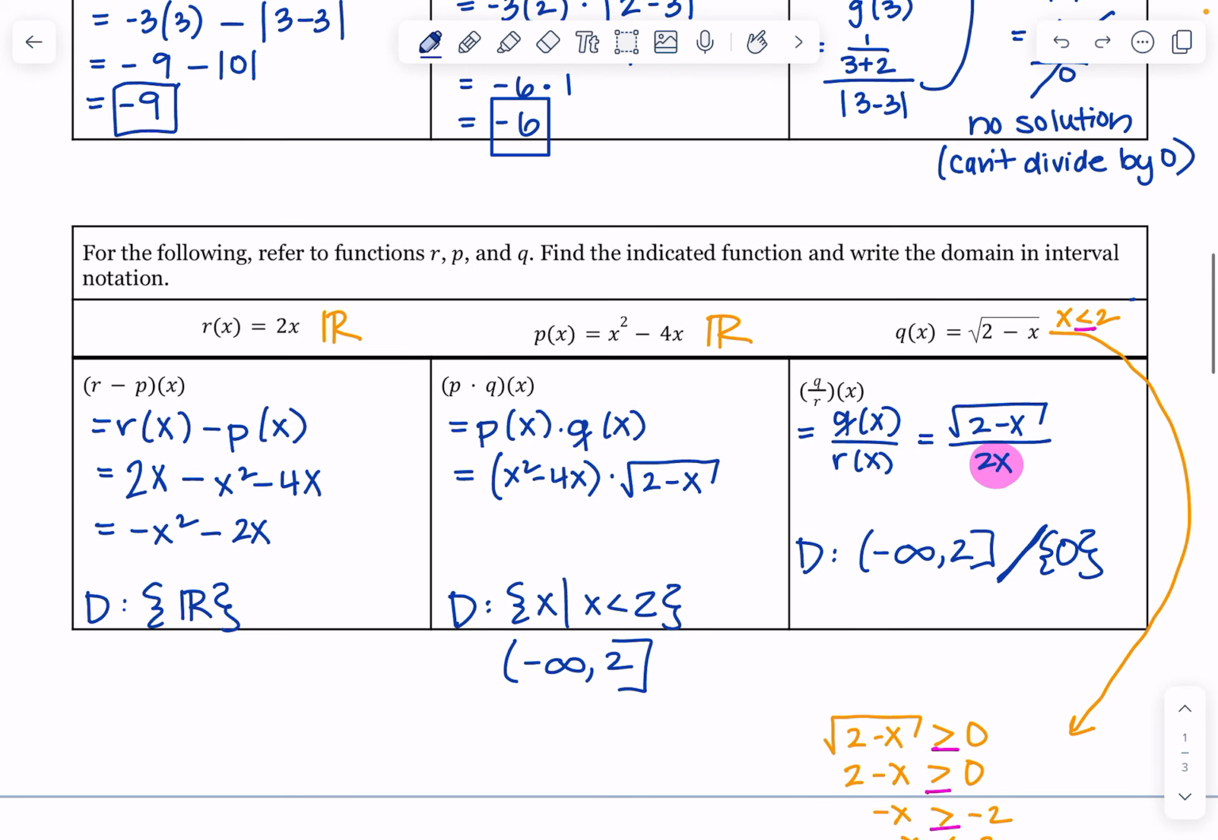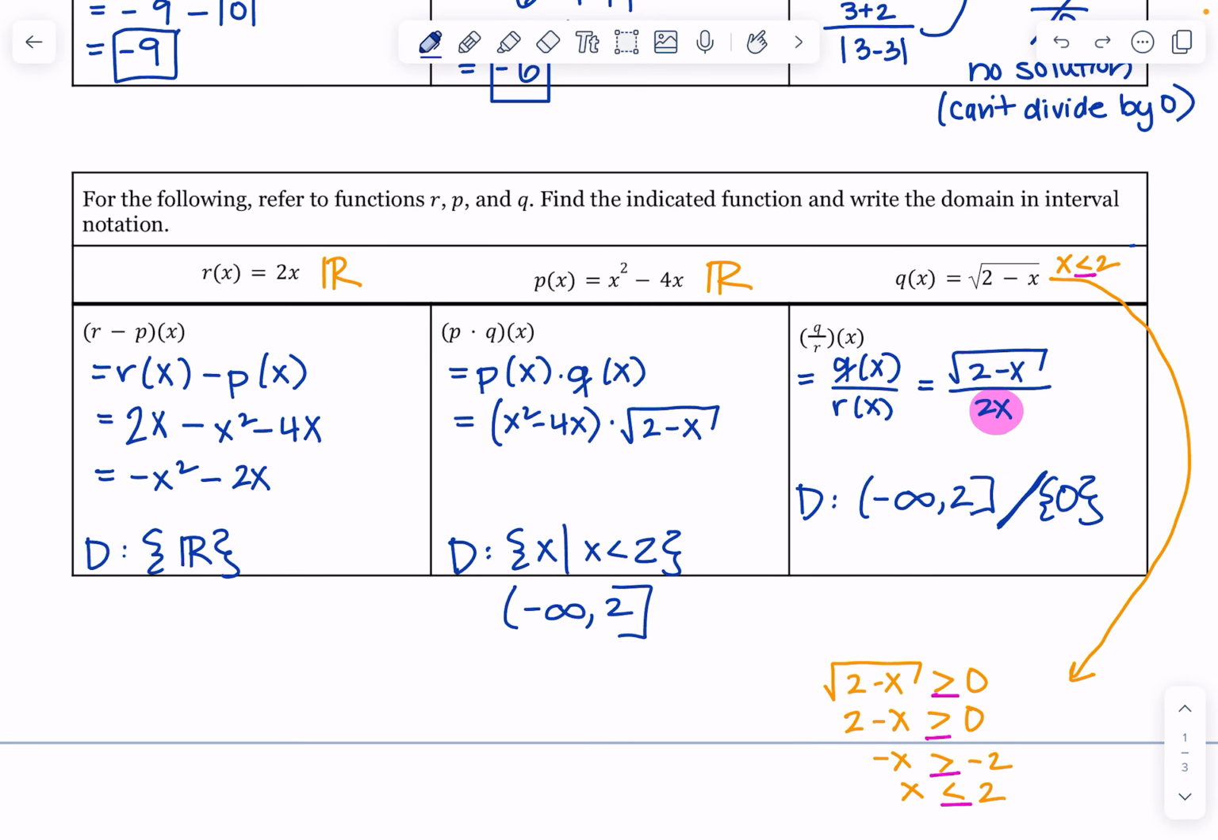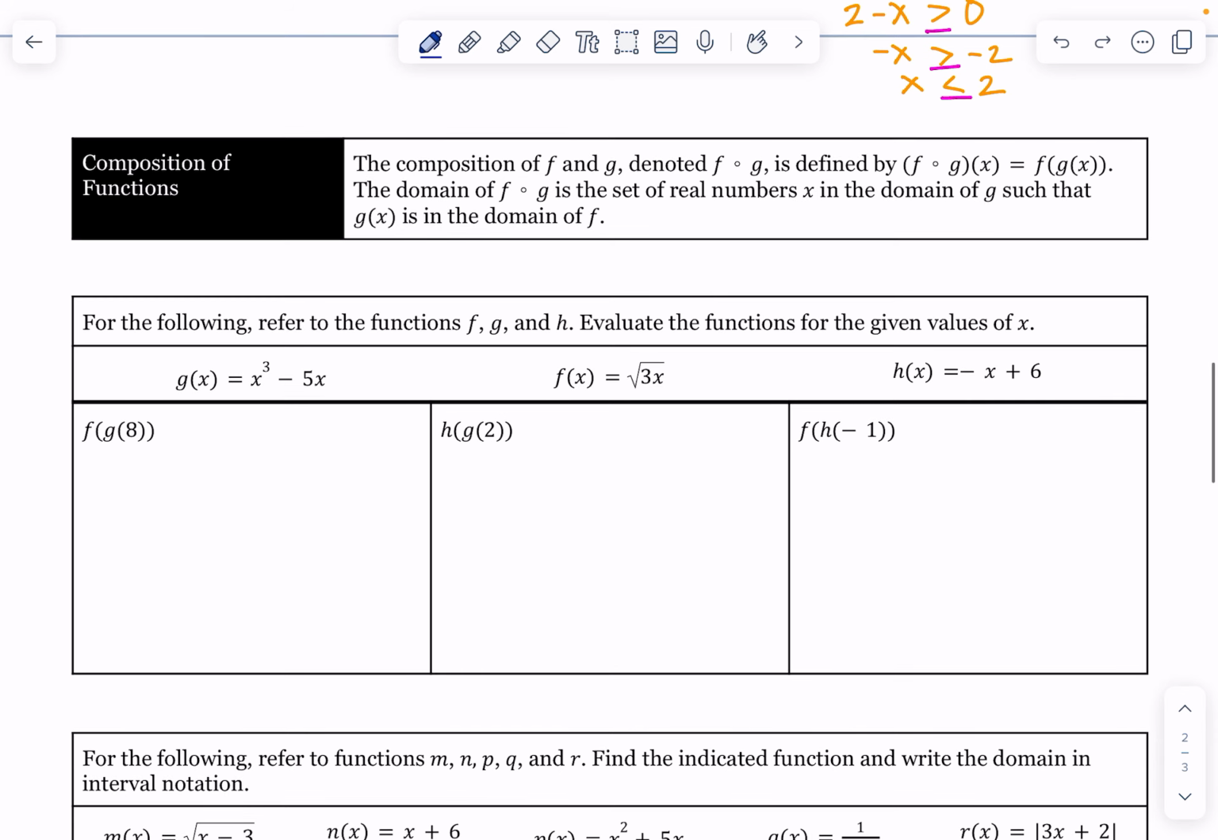That was a lot. Let me know if you have any questions on that, or if I missed something or rushed or whatever. All right, this next section is the composition of functions.